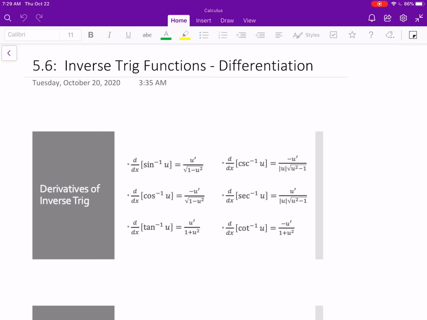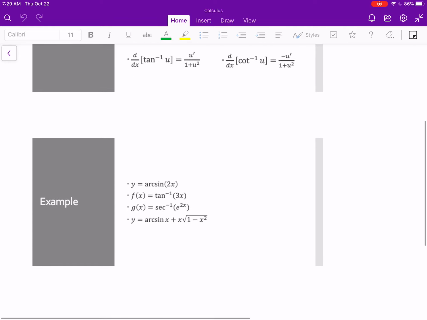This is section 5.6, inverse trig functions, differentiation. So our inverse trig functions, we have derivatives for all of those, so you can see them listed and add them to your note card. But let's see what that looks like with examples.